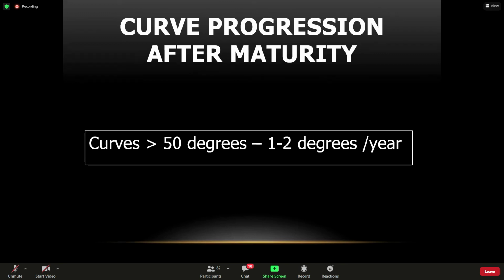If the curve is around 20 to 30 degrees, then you can probably not offer them surgery, but observe them once in 2 or 3 years to see whether it's getting worse. But if the curve has reached 50 degrees at skeletal maturity, then it's likely to get worse.